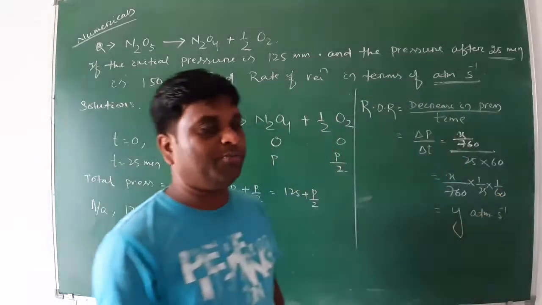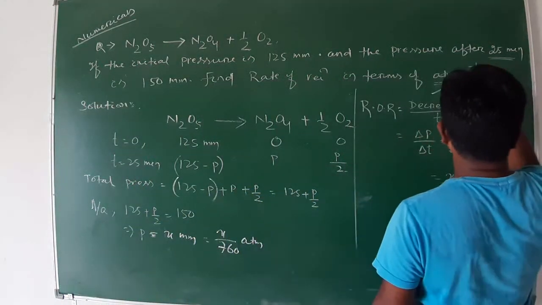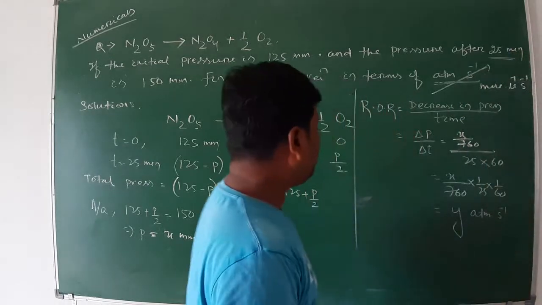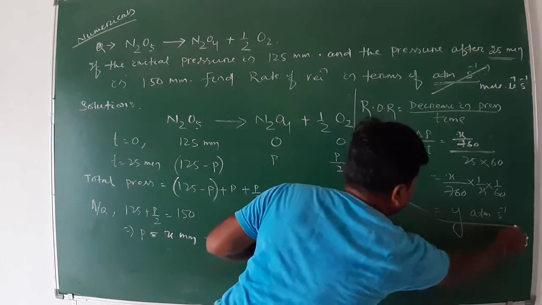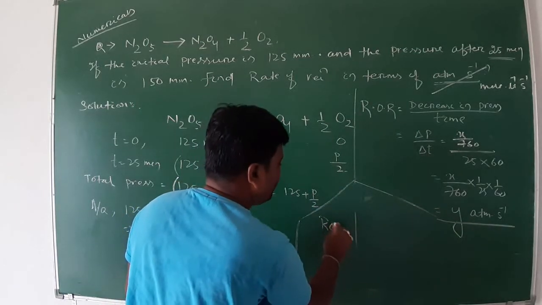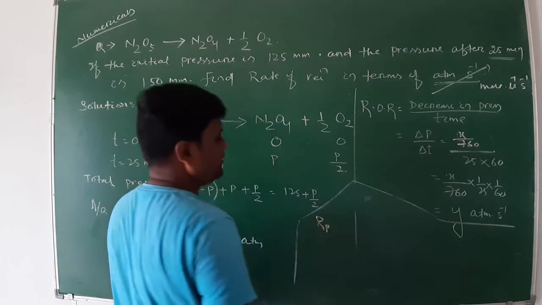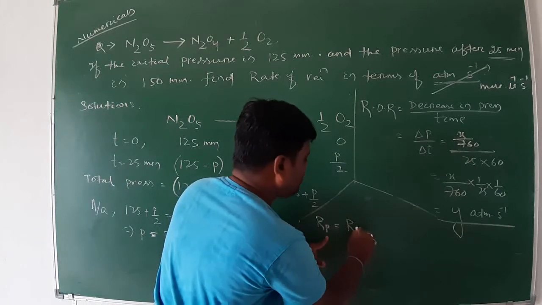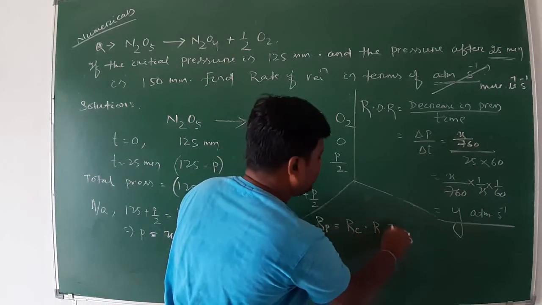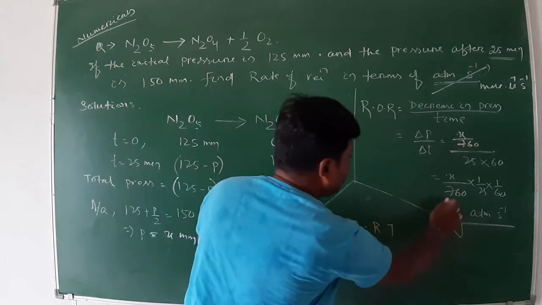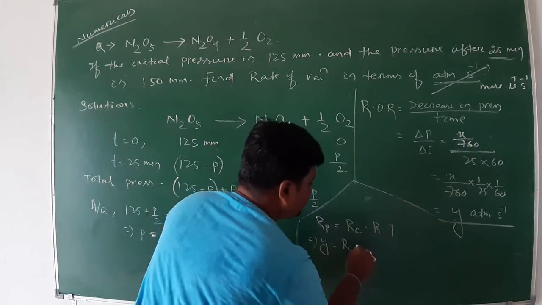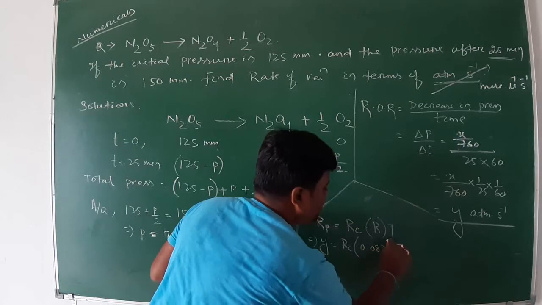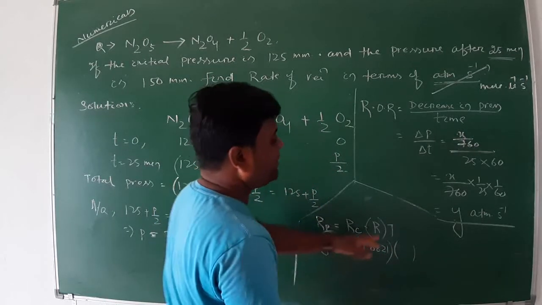If the same question is given in terms of mole per liter per second, then how will we solve it? Before, we discussed the relation between these two: RP means rate in terms of pressure, and that will be rate in terms of concentration, RC, into R T. So RP here is Y. R is the universal gas constant, whose value is 0.0821, into temperature. Temperature should be on the Kelvin scale.